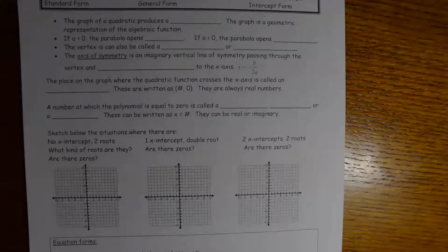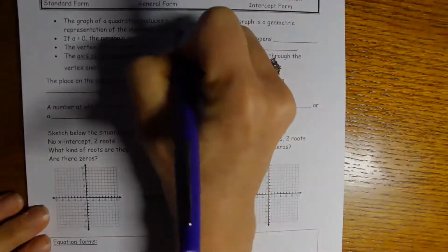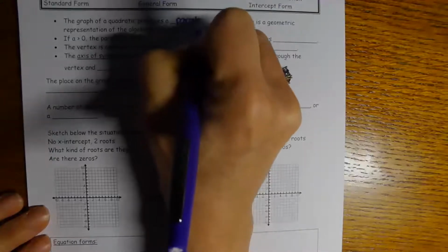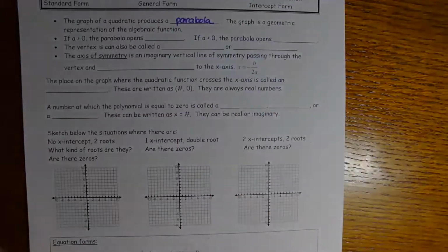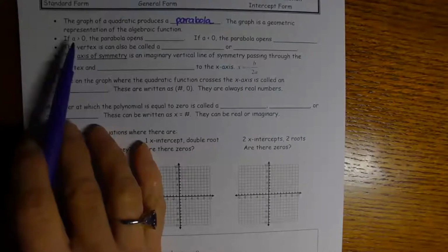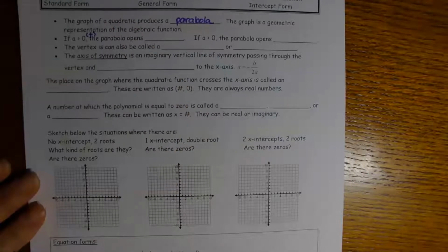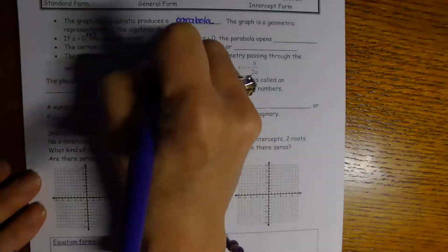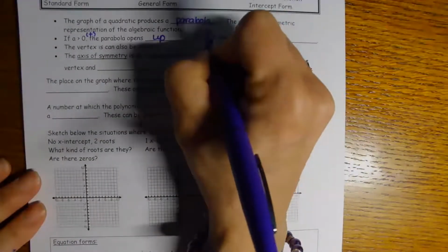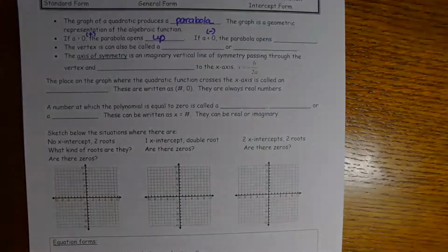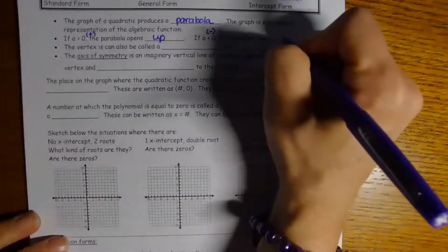Okay, so what is that curve we get when we have a quadratic? Parabola. Okay, a parabola. The graph is a geometric representation of the algebraic function. If a is greater than 0, and that means positive, the parabola opens up. If a is less than 0, which in your mind you want to think negative, then the parabola opens down, right?